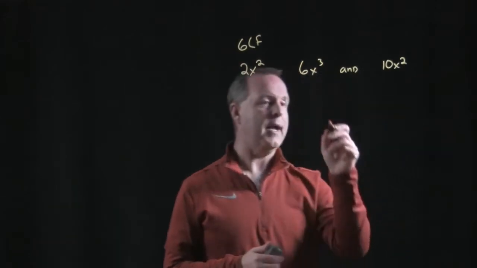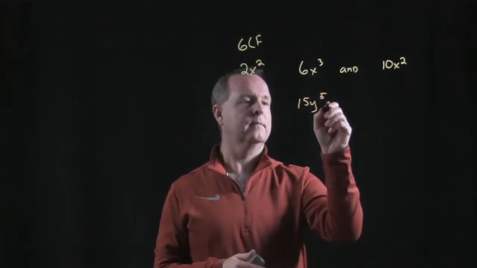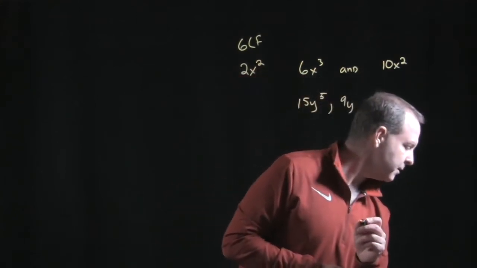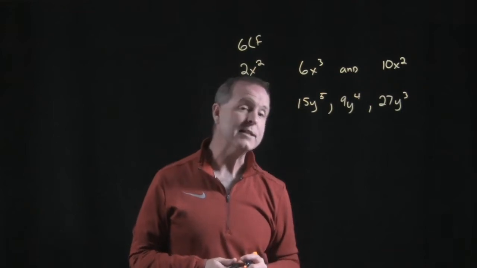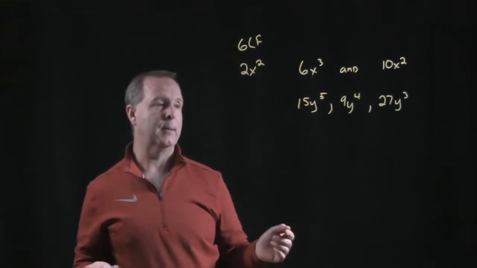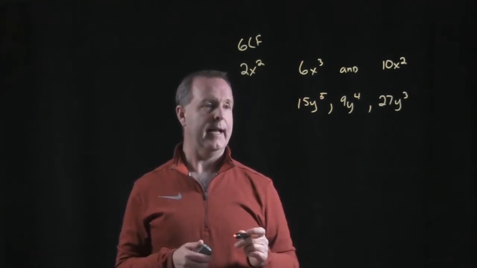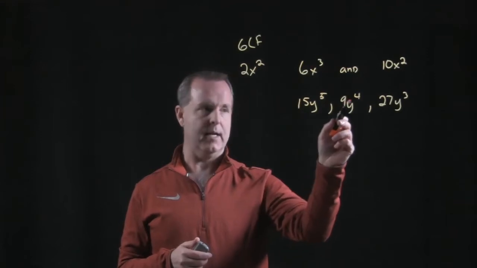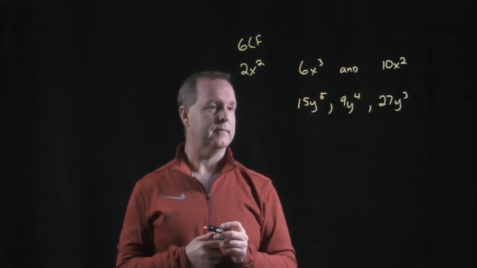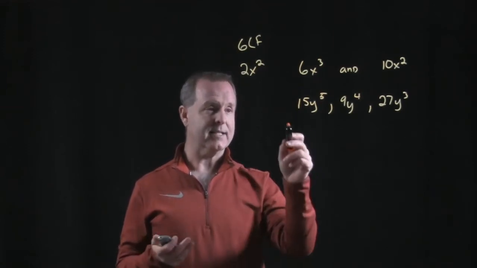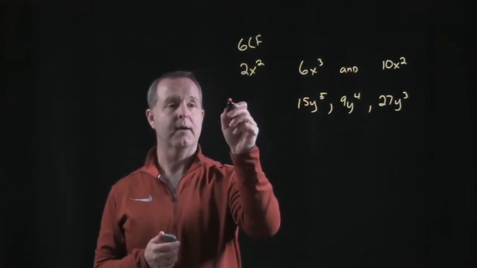Let's look at 15y to the 5th, 9y to the 4th, and 27y cubed. Out of those three terms, what's my greatest common factor? Well, I noticed that all these coefficients look like they're divisible by 3. And so 3 goes into 15, 3 goes into 9, 3 goes into 27. Is there a number higher than that? Can't be an even number. Maybe 6. 6 is an even number. 9, nope. 3 is my greatest common factor between each of those terms. So I'd have a 3.